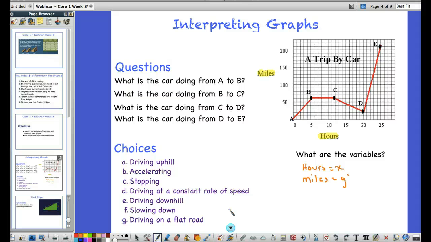So, you guys, what is the car doing from A to B? A lot of you guys said accelerating. And then some people said it could be potentially A, which is driving uphill. Now, you guys, here's the tricky part. I see why you guys are talking about the uphill part because the line goes up, right? But here's where the variables are really, really important.